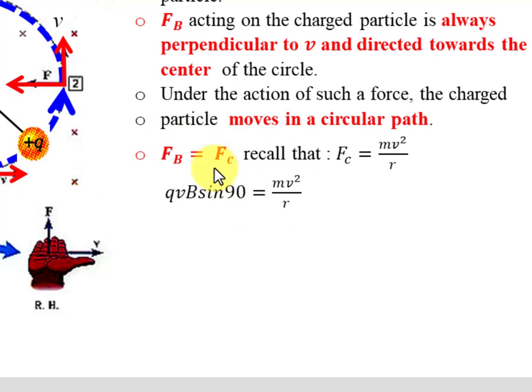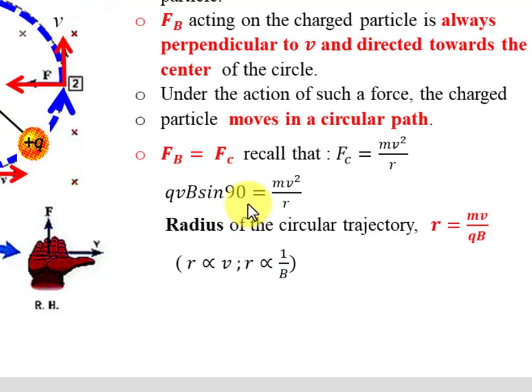From this relation, F_B equals F_C, we know that F_B for a charge is qvB sin theta. Theta should be 90 degrees because the force is always perpendicular, so it can never be more or less than that. We use q because it concerns the charge. This equals the centripetal force for the circular path, mv squared over r.